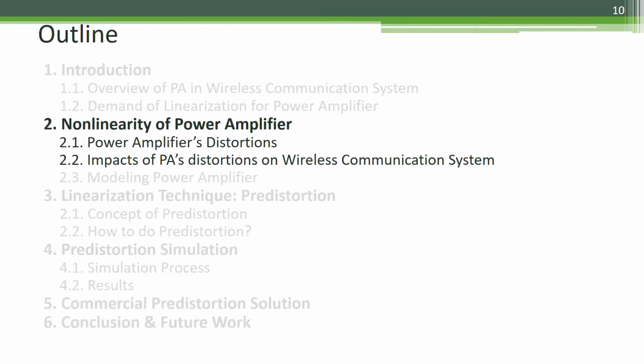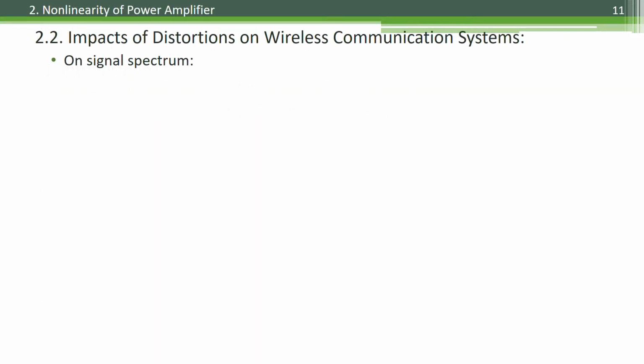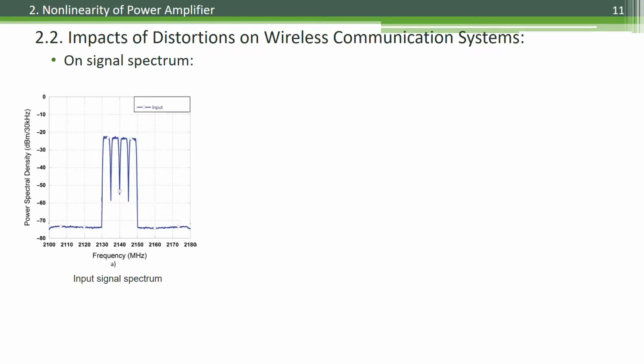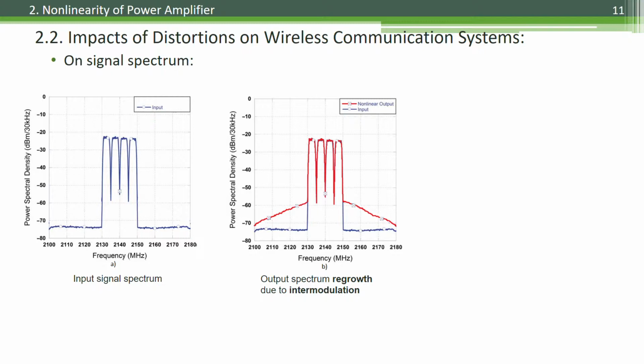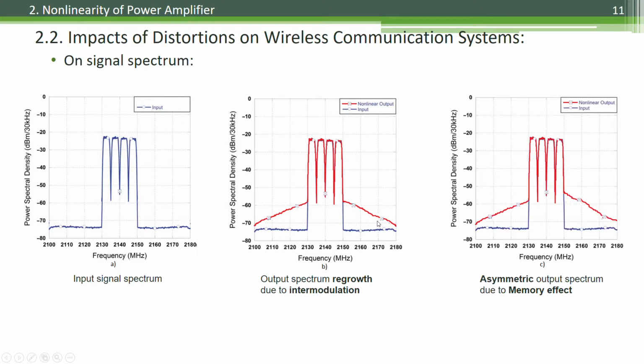So how does distortion impact our communication system? It has two main impacts. The first impact is on the signal spectrum. I have here an input signal spectrum, and the ideal output signal spectrum must be similar. But interpolation will make the output signal spectrum regrow like this. And then the memory effect will make an asymmetric output spectrum like this.